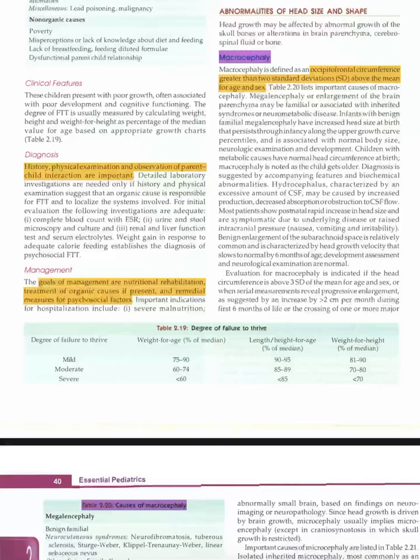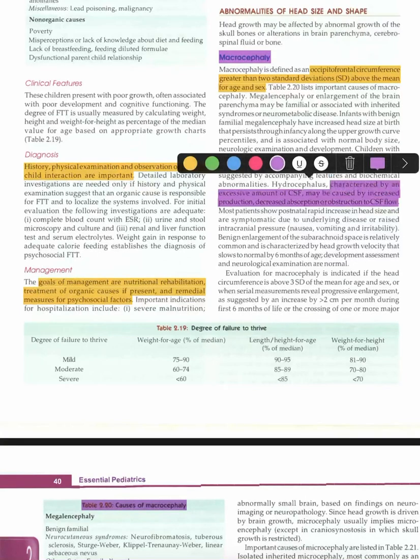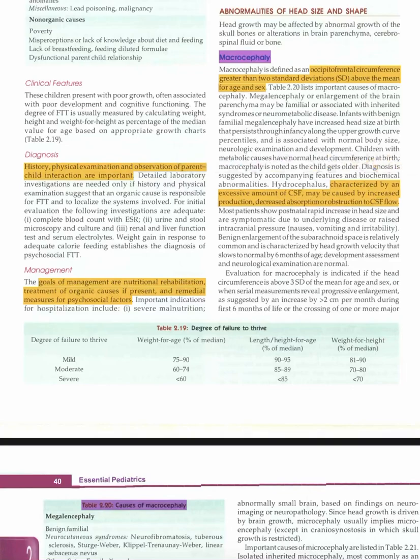Hydrocephalus is characterized by an excessive amount of CSF and may be caused by increased production, decreased absorption, or obstruction to CSF flow. Most of the patients show a postnatal rapid increase in head size and are symptomatic due to underlying disease and raised intracranial pressure: nausea, vomiting, irritability. Benign enlargement of the subarachnoid space is relatively common and is characterized by head growth velocity that slows to normal by 6 months of age. Developmental assessment and neurological examination are normal.